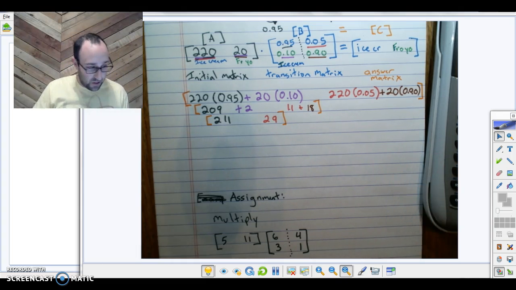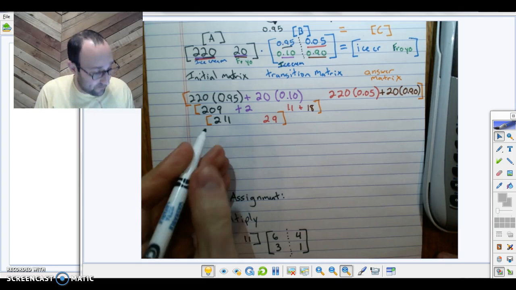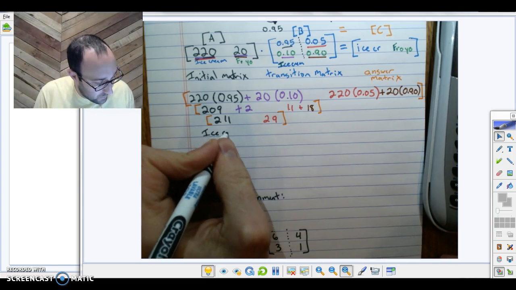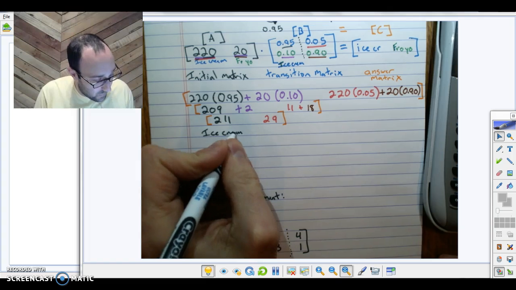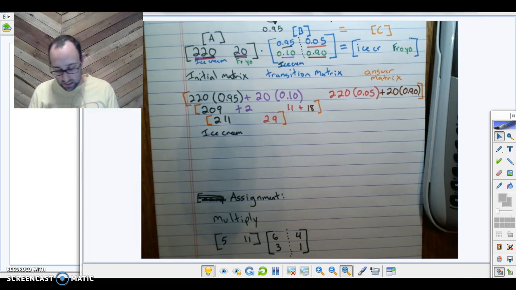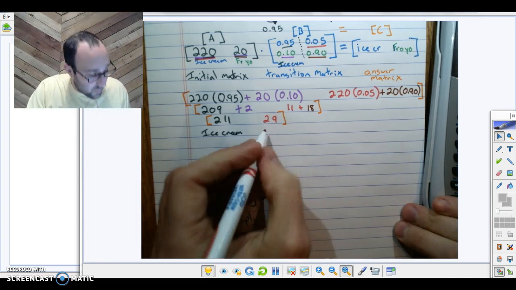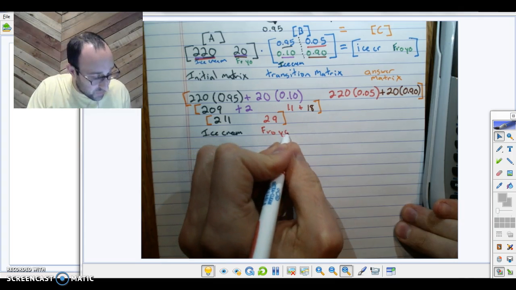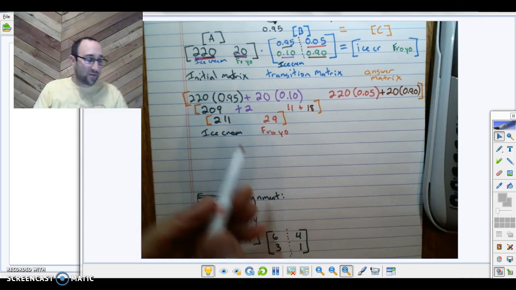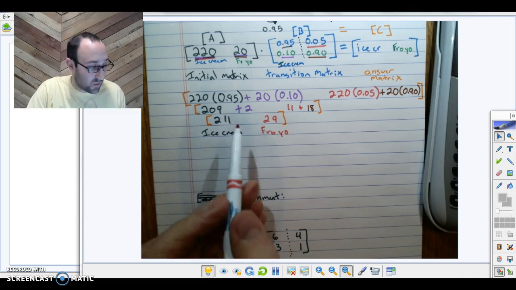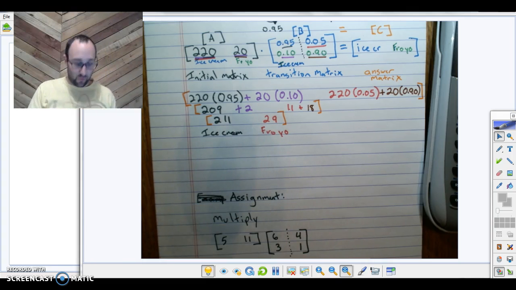And 211 is the ice cream eaters. And 29 is the frozen yogurt. All right, if I add those together, I should have the same amount. I have 240 students total. I still have 240 students. So that would be for the second week.